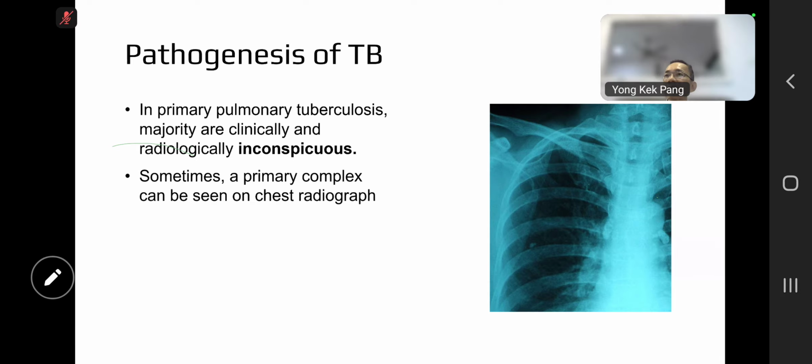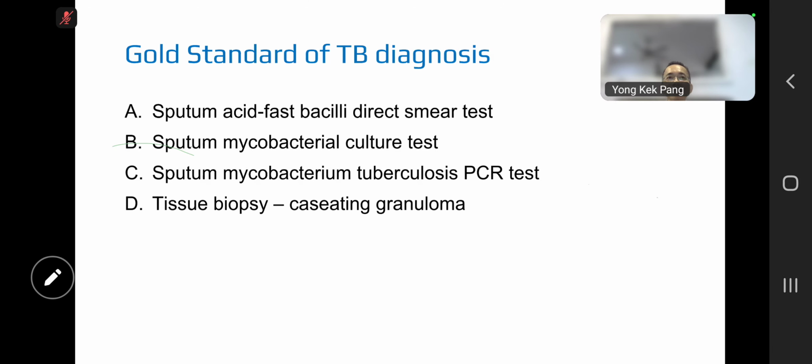And also there is a calcified lymph nodes, the regional lymph nodes, the hilar lymph nodes. This is what we call the primary complex, the Ghon complex.